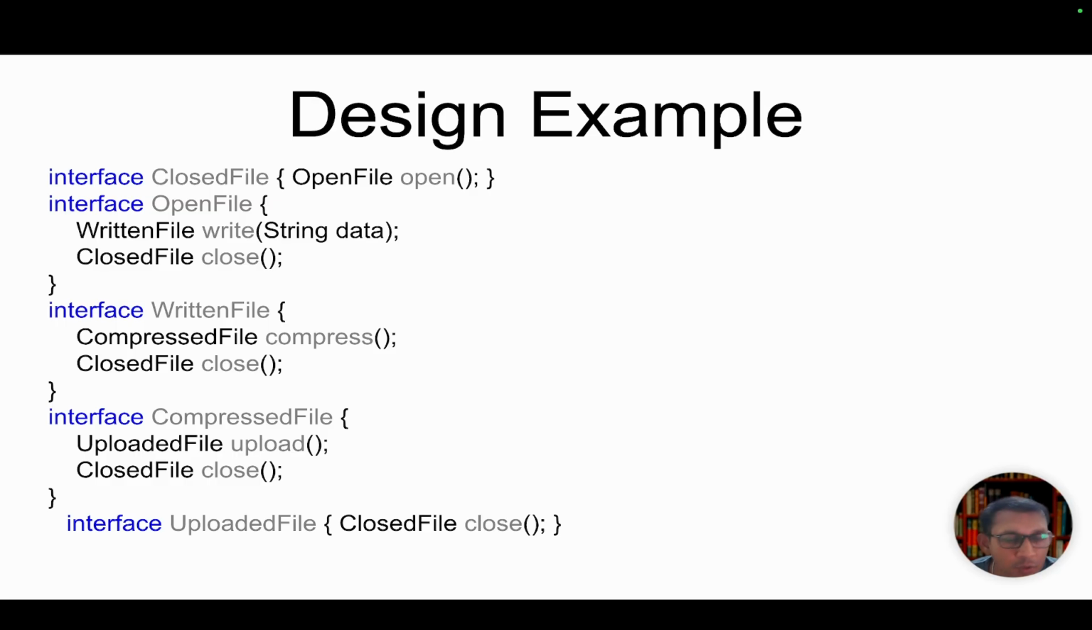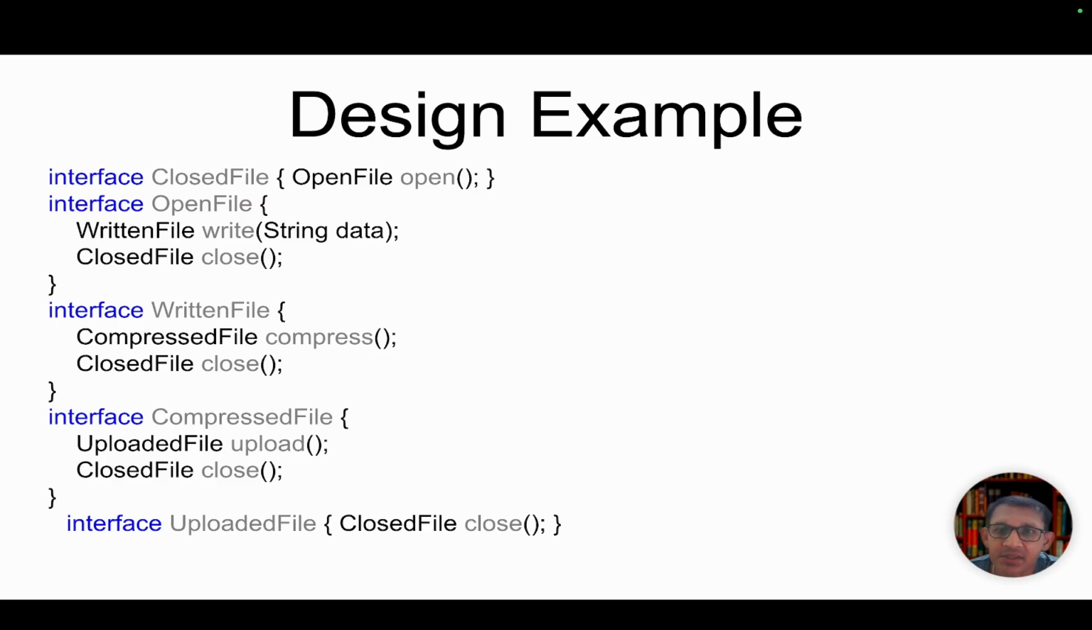Here's how the interfaces would look. The closed file interface has only open, returning open file. The open file interface has read, returning open file, write, returning written file, and close, returning closed file. The written file interface is compress, returning compressed file, and close, returning closed file. The compressed file has upload, returning uploaded file, and close, returning closed file. Finally, uploaded file has only close, returning closed file.